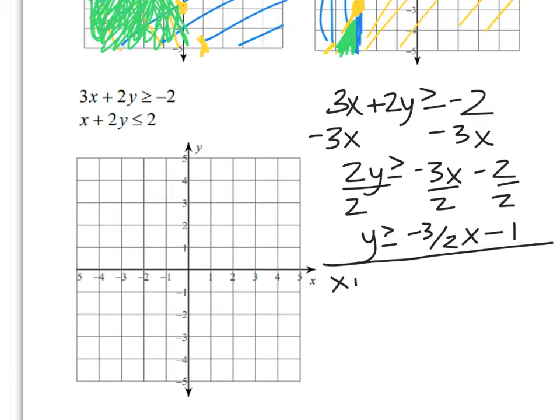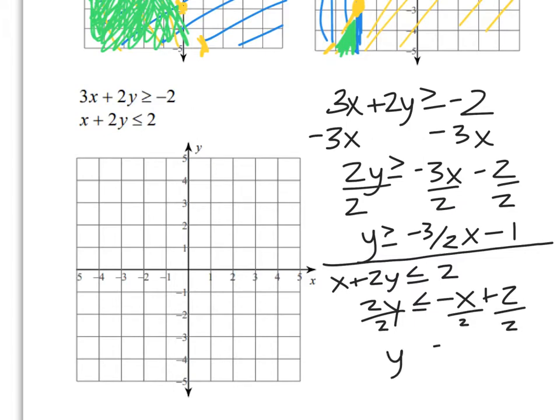Then I have x plus 2y is less than or equal to 2. So minus x from both sides and divide by 2. That's really a -1 in front of the x, so this is going to be y is less than or equal to -1/2x plus 1. So I have my two inequalities here that I'm going to graph.